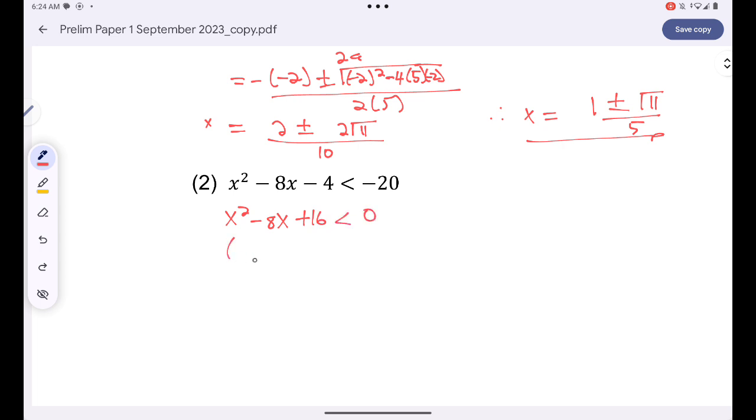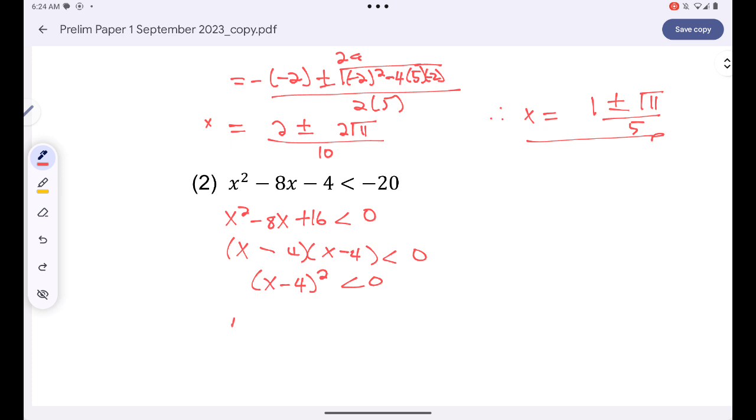And then I'm looking for the factors of 16 that, when I add, will give me 8. And those are 4 and 4. The sign over there is plus, so both of my brackets will have the same sign, but not just any sign, the sign of the middle term. So I'll simply have minus and minus. So this can be written as x minus 4 squared less than 0.